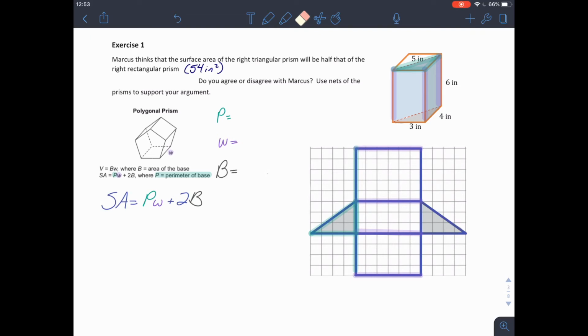You can pause the video here to try to find the surface area of this triangular prism on your own, and then check your work with the video.